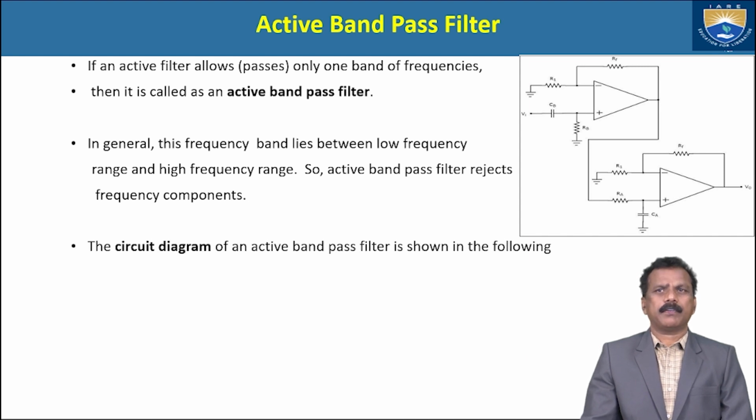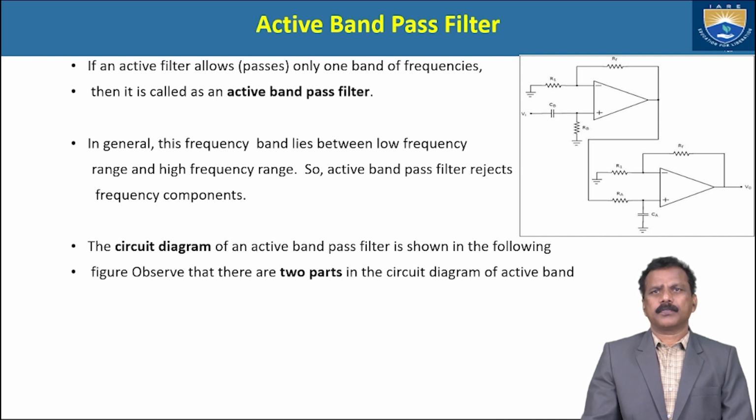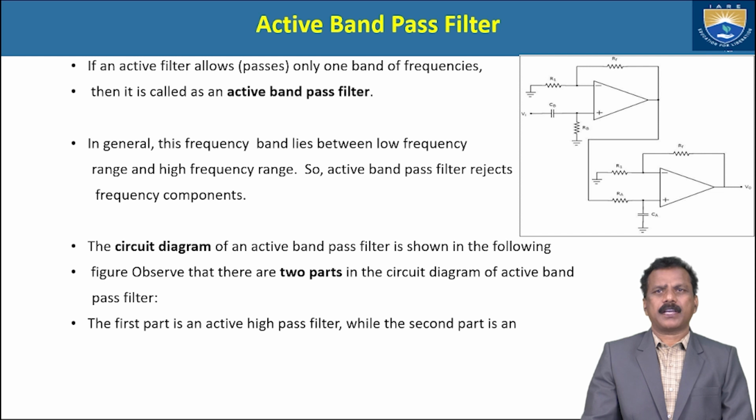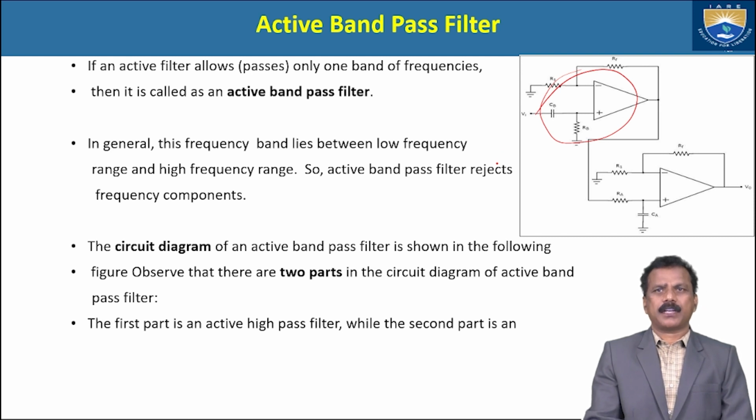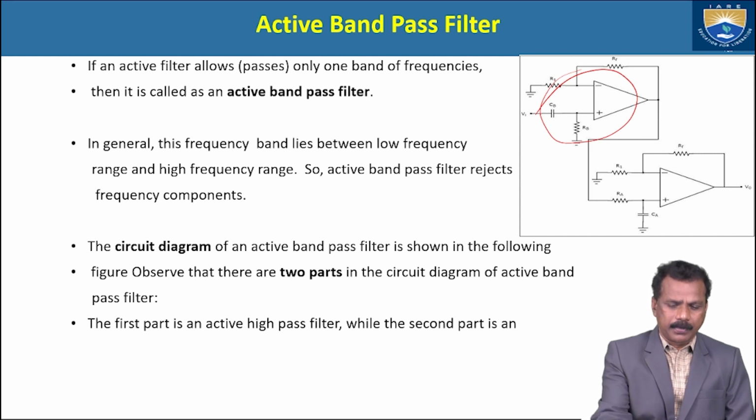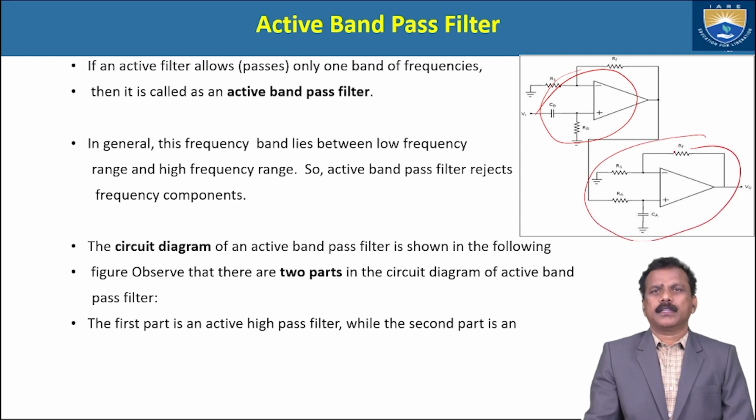The circuit diagram of an active band pass filter is shown in the following figure. Observe that there are two parts in the circuit diagram of the active band pass filter. The first part is an active high pass filter, which we have already seen, while the second part is an active low pass filter.